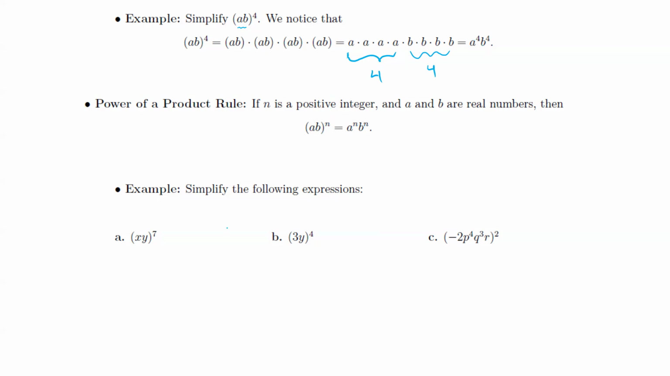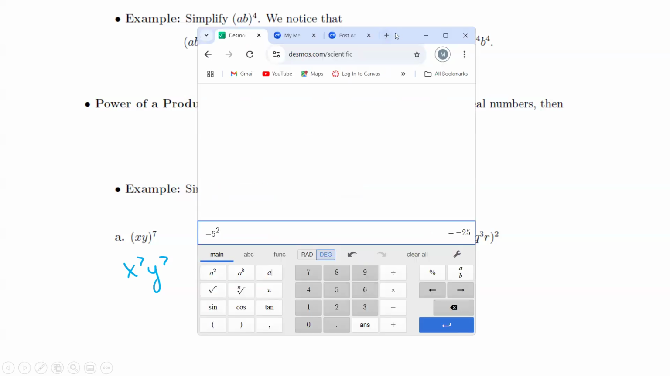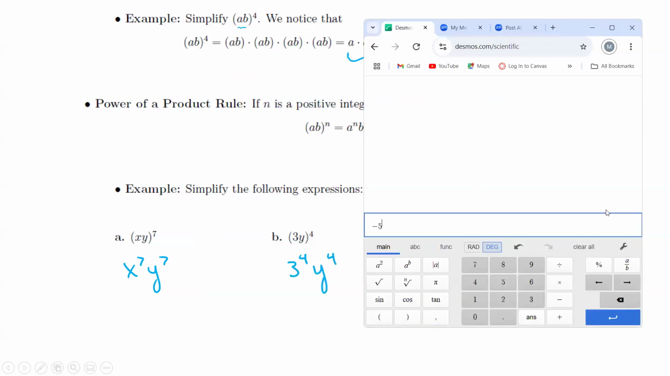So in part A, that means I can take x to the seventh times y to the seventh. In part B, I can take 3 to the fourth times y to the fourth. But if you do something like that, use the fact that 3 to the fourth is something you can easily compute. So 3 to the fourth, and again, remember if you need your calculator for help, you are not taking 3 times 4, right? Don't fall into that trap. You are taking 3 raised to the fourth power to give you 81.